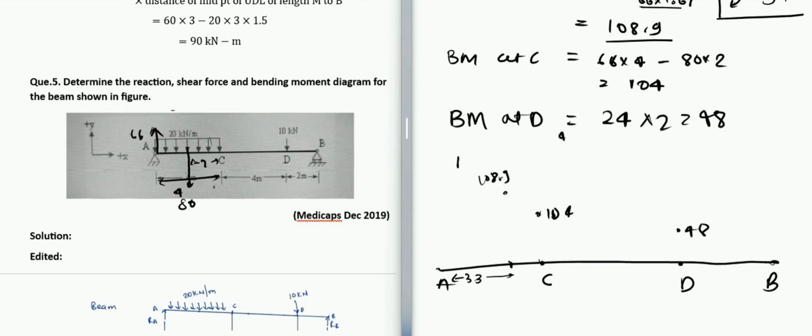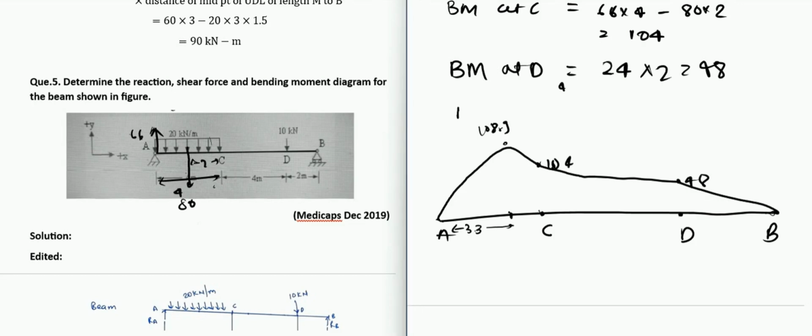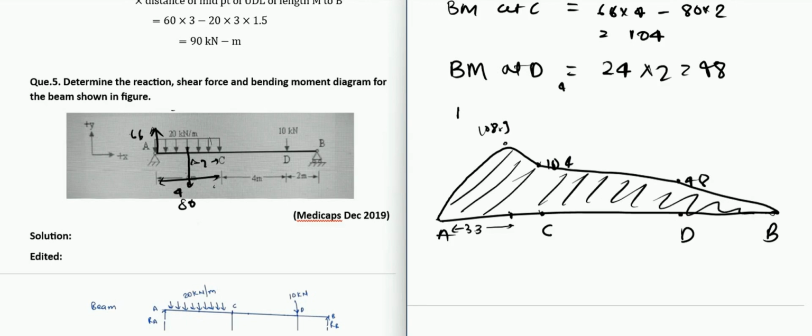Whenever there is a UDL, you just have to give it a parabolic shape. It isn't just going to be linear here and linear here. I will just recreate this. Yeah, so this is your bending moment diagram.